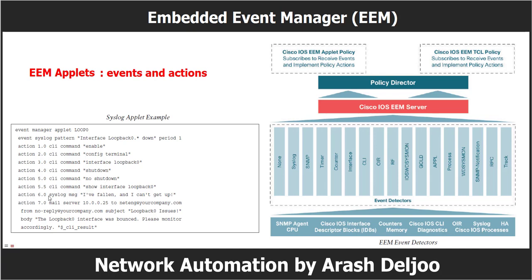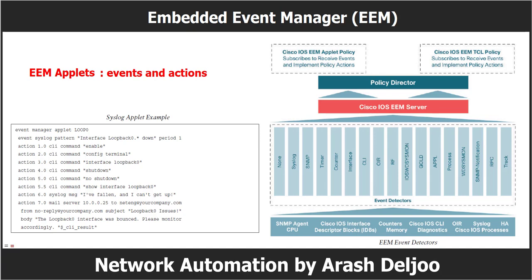Look at here. This is the next action, the action of the syslog message. This is the message. An email message that includes the output of the show interface loopback 0 command will be sent to the network administrator. Here you can see action 7. This is the IP address of the mail server, and this is, for example, the email address of the network administrator, and here we can see the other details of the email and the information that we should send. Okay, the detail is not important. Actually, we can see that if we experience this event, we should do these actions. Okay, this is the EEM applet, which includes some events and also some actions.